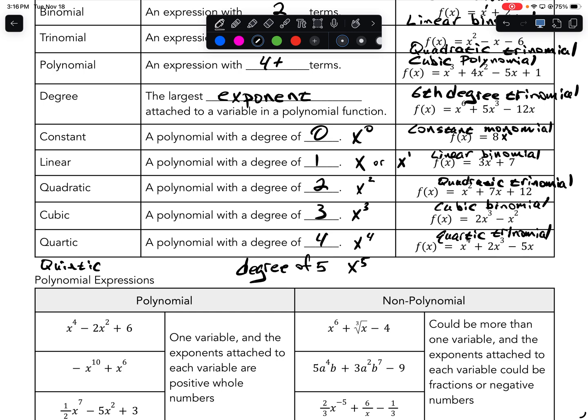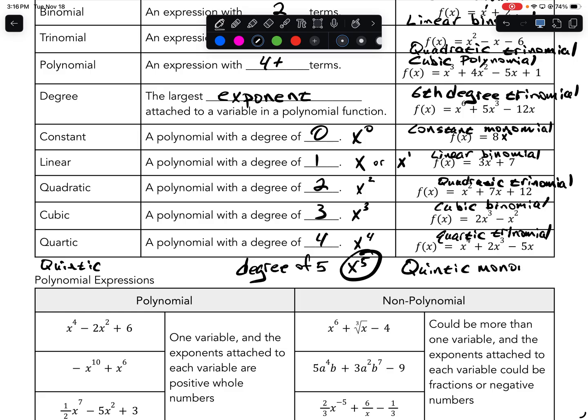Okay. Then we're going to do one with x to the 5th. Let's do this one right here. What is that one called, Leah? The one that's circled, x to the 5th degree. What's it called? Quintic. And then one term is what?